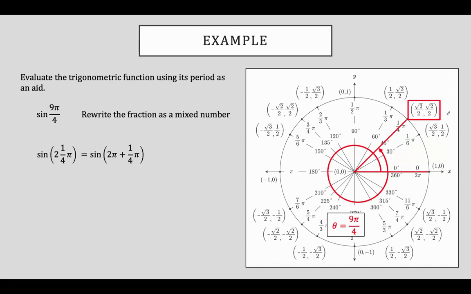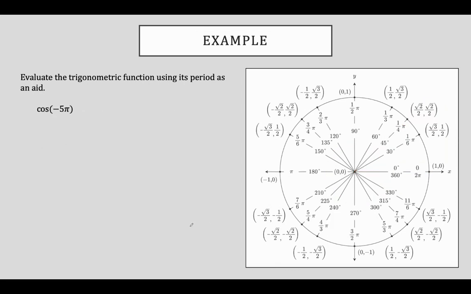And the corresponding ordered pair associated with that angle would be root 2 over 2. So, to evaluate the sine of 9 pi over 4, well, that's going to be the exact same thing as the sine of the angle pi over 4. Notice that they terminate in the exact same location. And what's the sine of pi over 4? That's going to be equal to root 2 over 2. All right, so sine of 9 pi over 4 is equal to root 2 divided by 2.